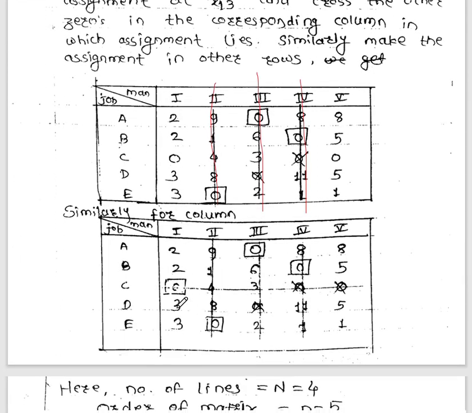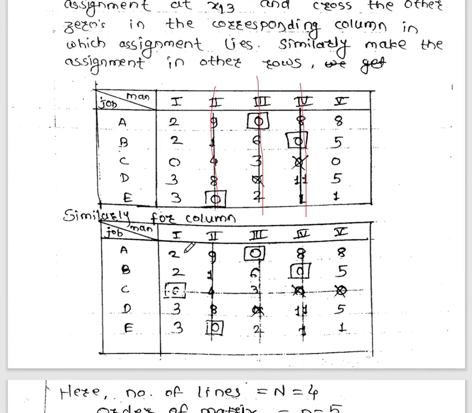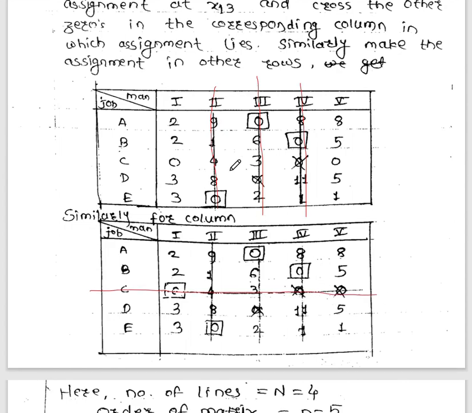So now we will make the 0 assignment column by column. In the first column there is a 0, so we can make a 0 assignment and cross the row. In the second column there is already an assigned 0. In the third column there is also an already assigned 0. In the fourth column there is already an assigned 0. In the fifth column there is no 0, so we have to make the 0 assignment in the fifth column.